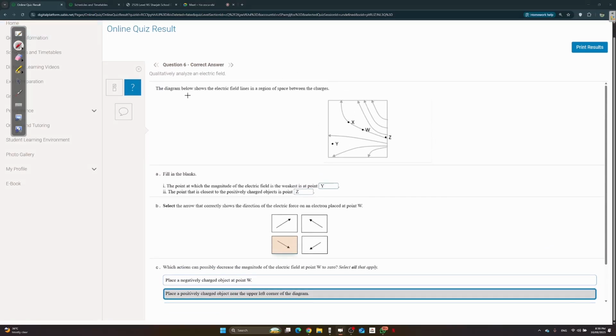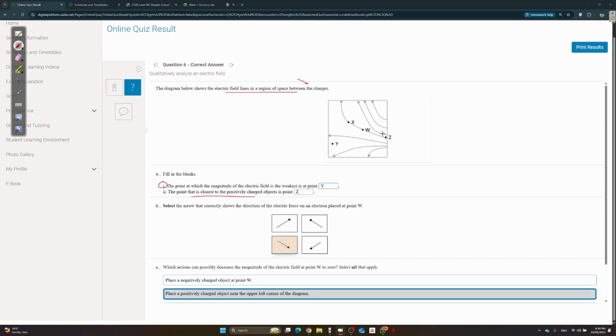Okay, so read this really quickly. The diagram below shows the electric field lines in a region of space between the charges. The point at which the magnitude of electric field is the weakest, and the point that is closest. Okay, let's forget about the second part for now. They're asking for where the electric field is the weakest. It's point Y. Of course it's Y, because it's not on the lines, and it's the farthest away. Actually, it's not about it being on the line or not.